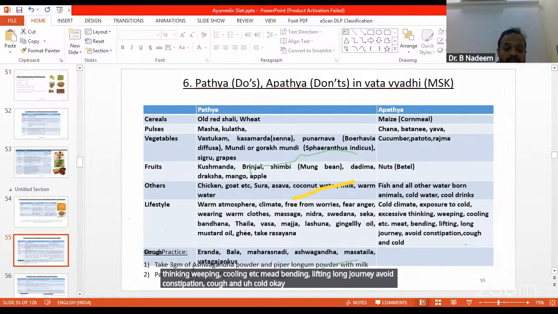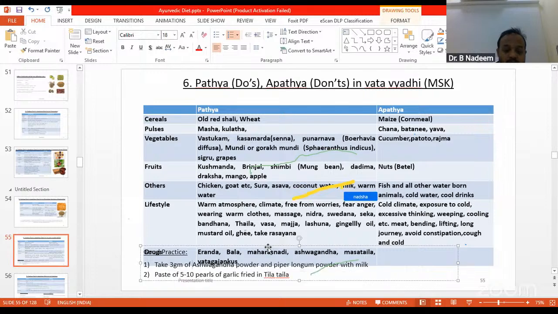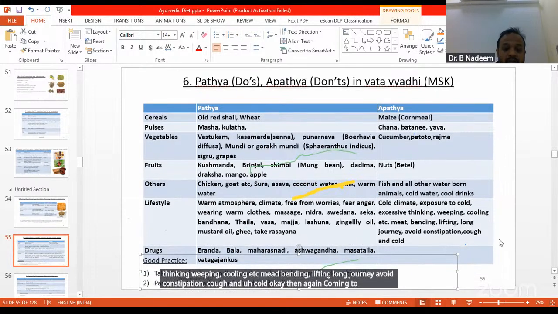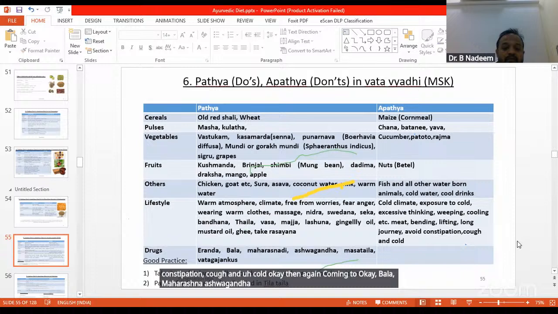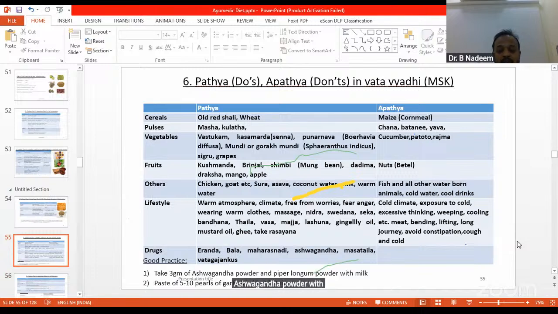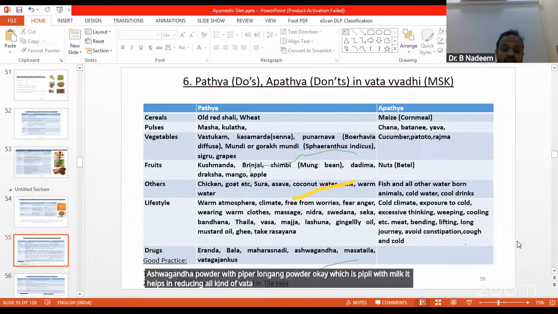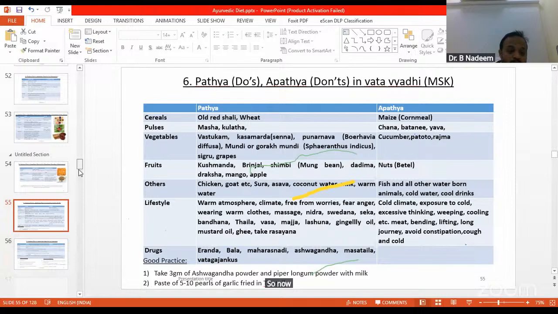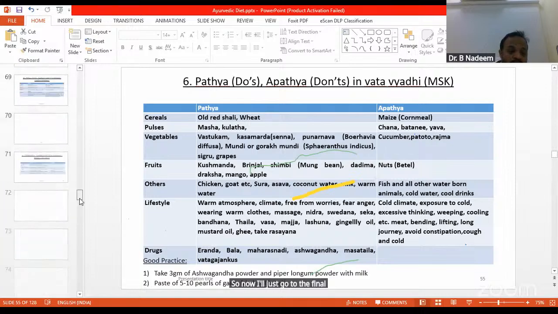Then again, coming to drugs: Eranda, Bala, Maharasna, Ashwagandha, Masha Taila, and Vata Gajankusha. These are the drugs which are good. Good practice: take 3 grams of Ashwagandha powder with Piper longum powder, which is pippali, with milk. It helps in reducing all kinds of Vata Vyadhi or MSK disorders. And also 5 to 10 pearls of garlic fried in Tila Taila also help in MSK disorders. So now I'll go to the final classifications.